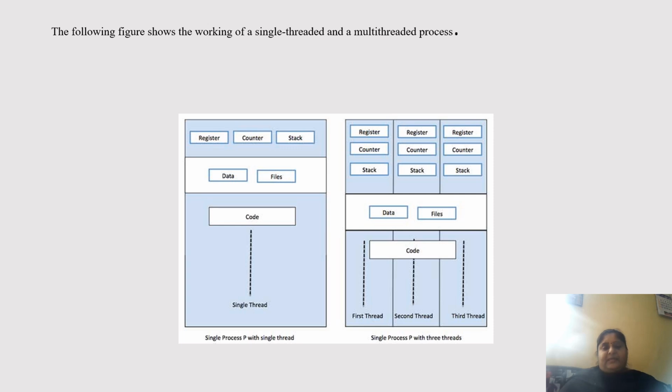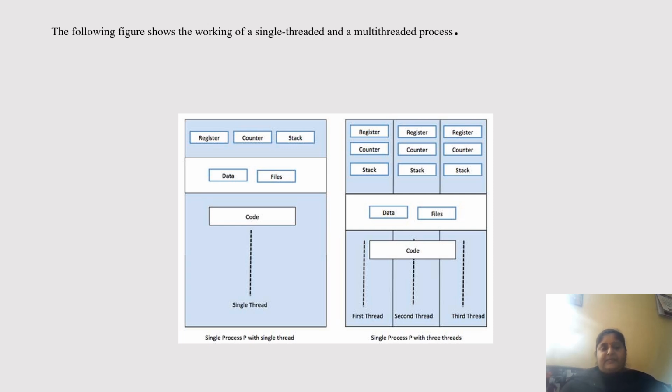Okay, so the diagram shows a register, counter, and stack. The system register will have data and files, code. Single thread: the process P is a single process with a single thread. So this is a single thread process. One thread is executed in the system register.